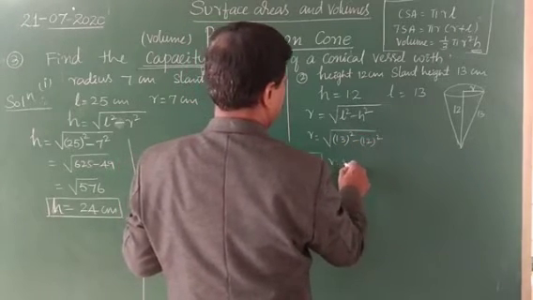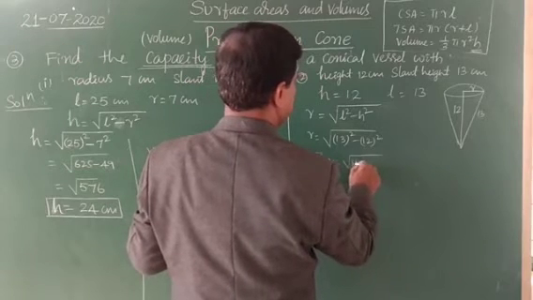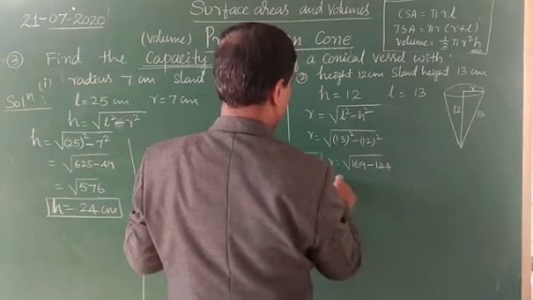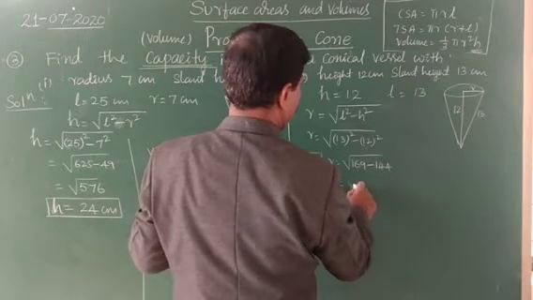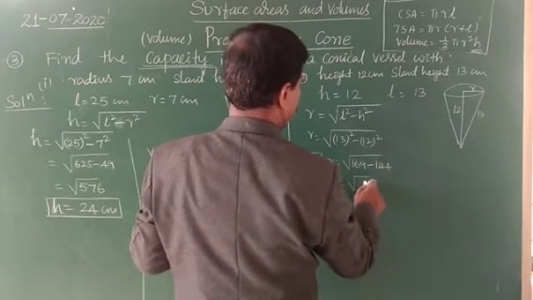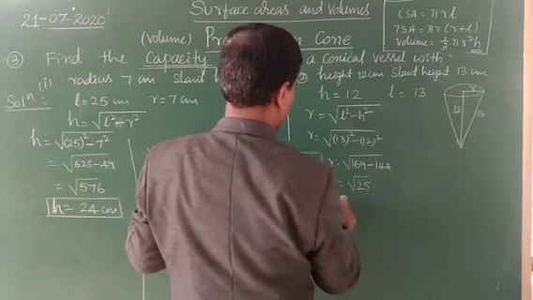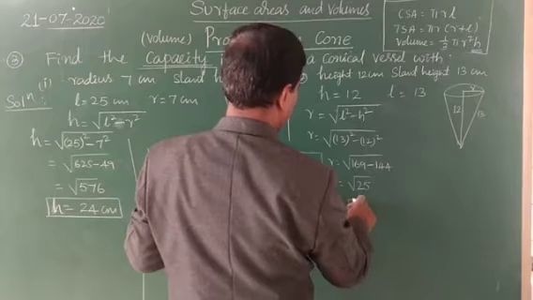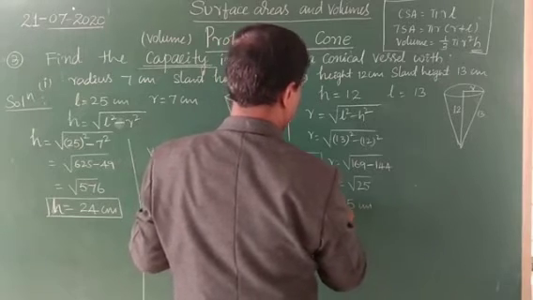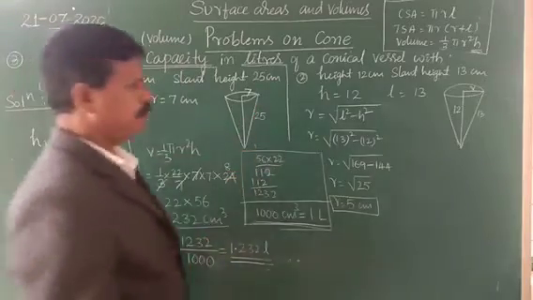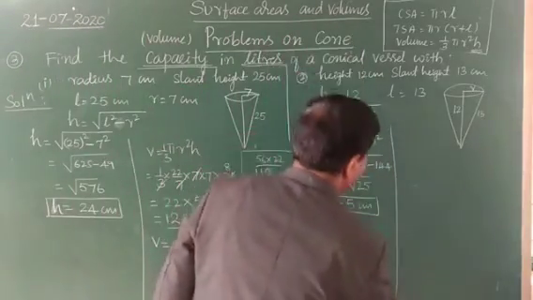That is R is equal to square root of 169 minus 144. So R is equal to square root of 25, since 9 minus 4 is 5 and 6 minus 4 is 2. R is equal to 5 centimeter. So radius is 5. Clear? Now find out the volume.